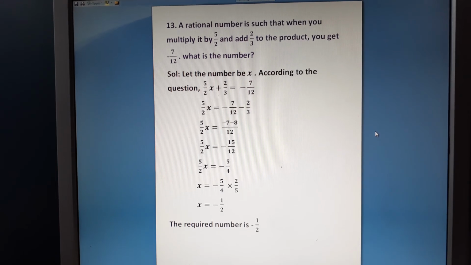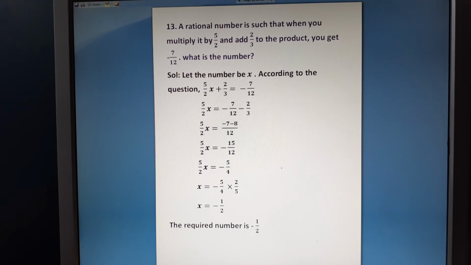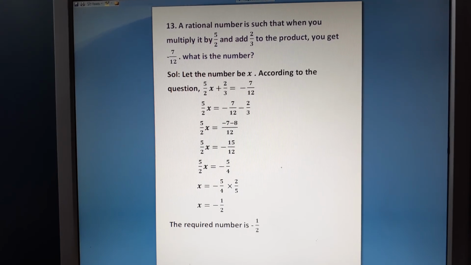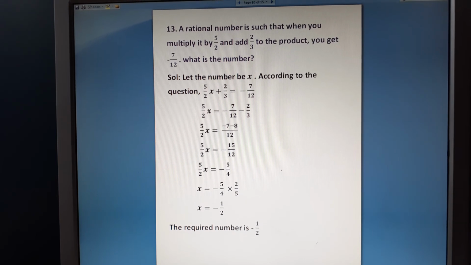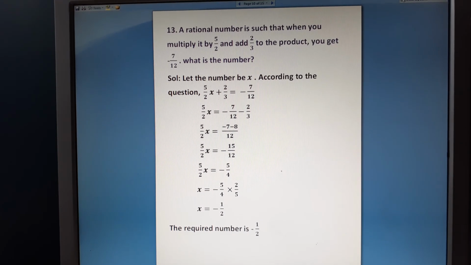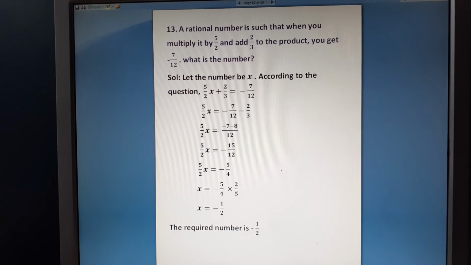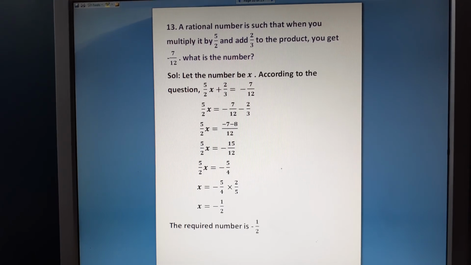Left hand side 5 by 2 comes to this side. It changes into 2 divided by 5. After cancelling, we get x is equal to minus 1 divided by 2. So the required number is minus 1 divided by 2.